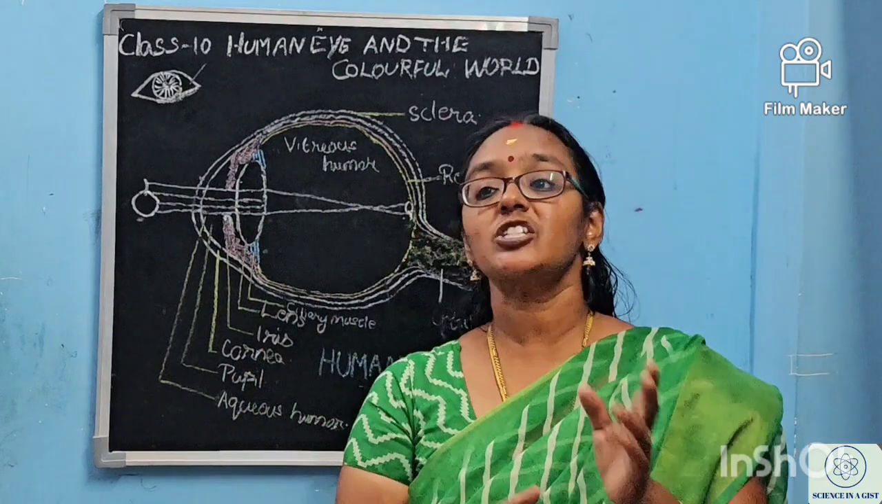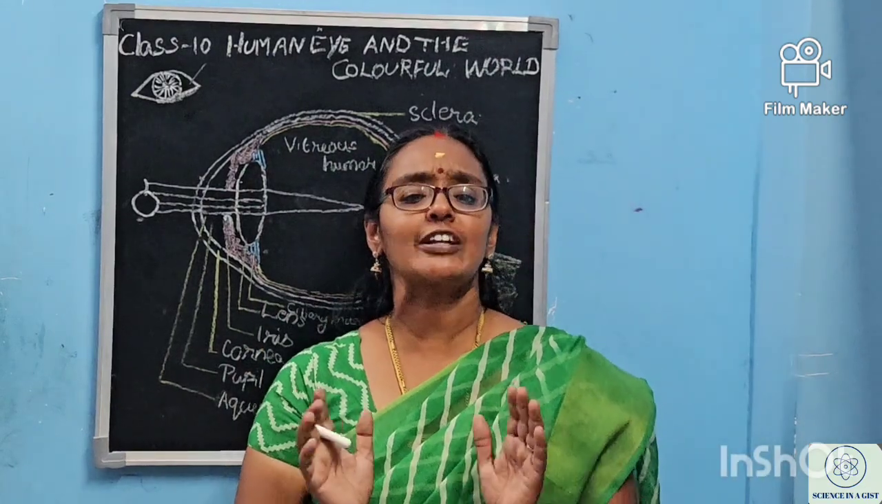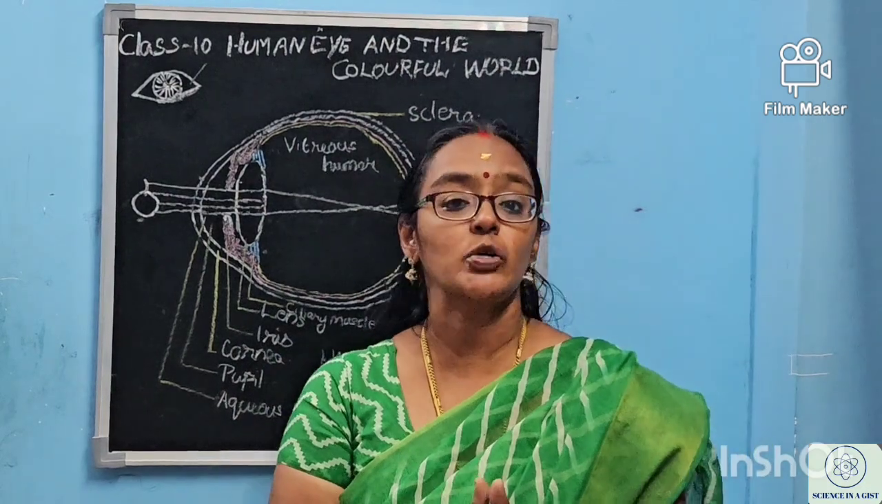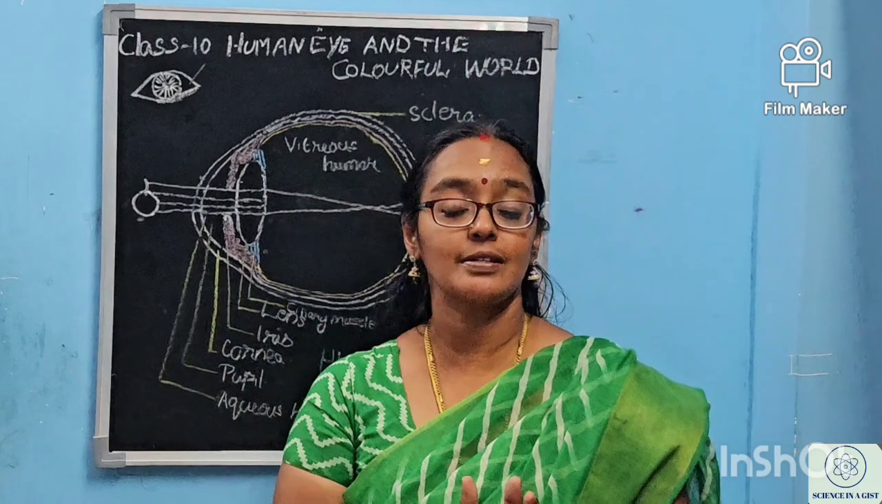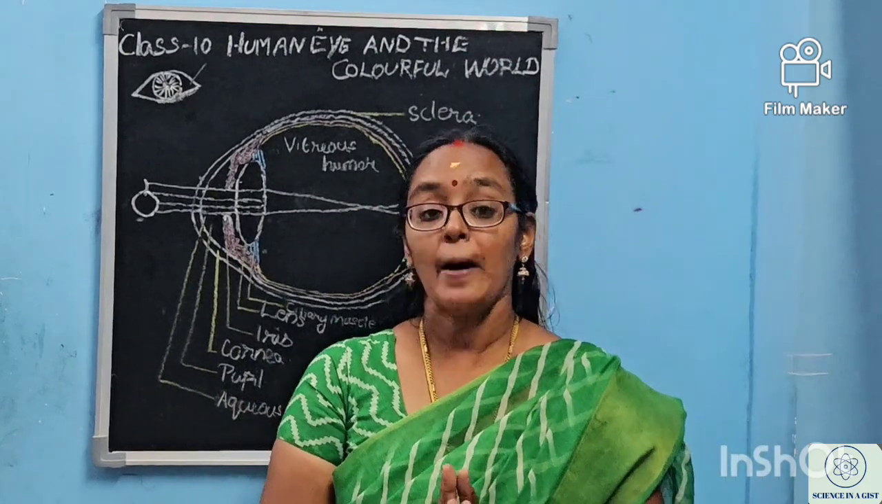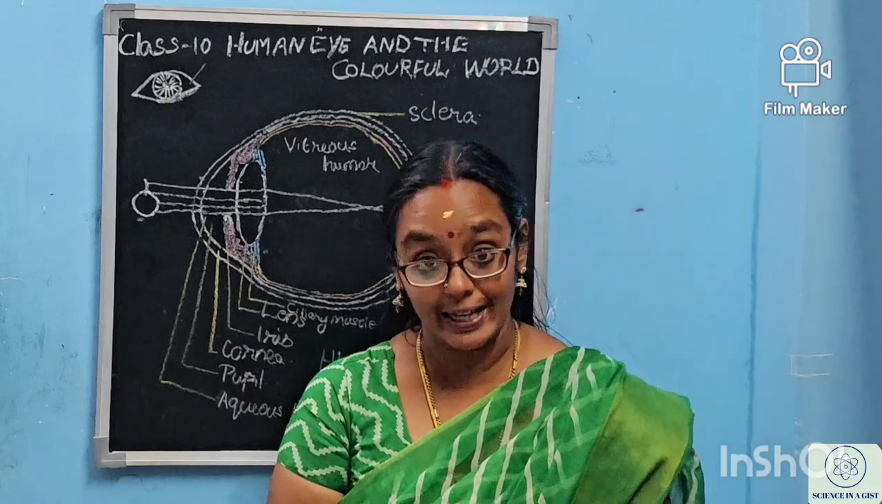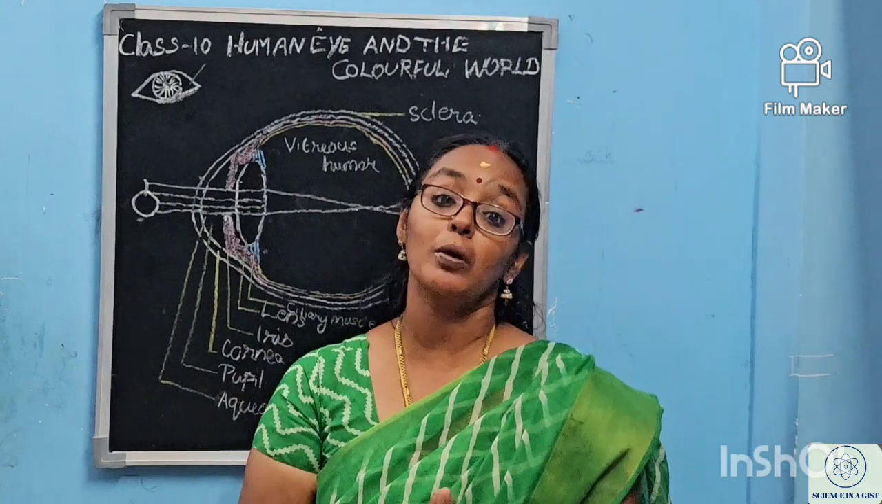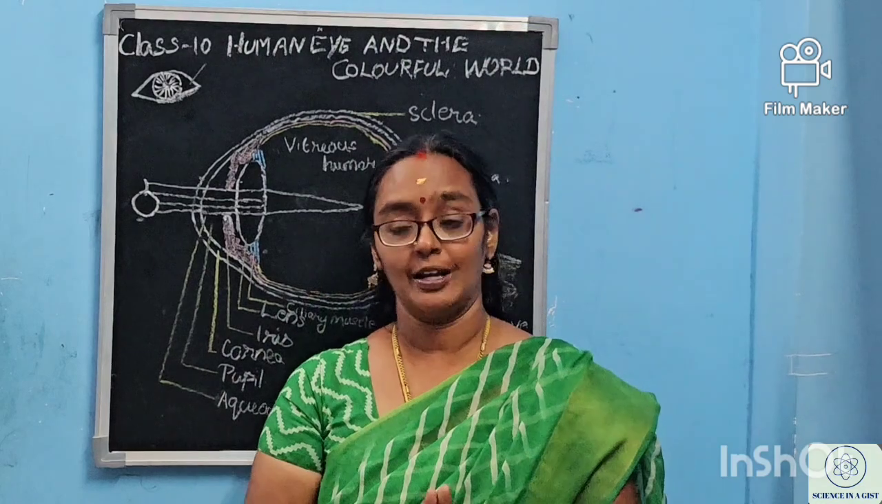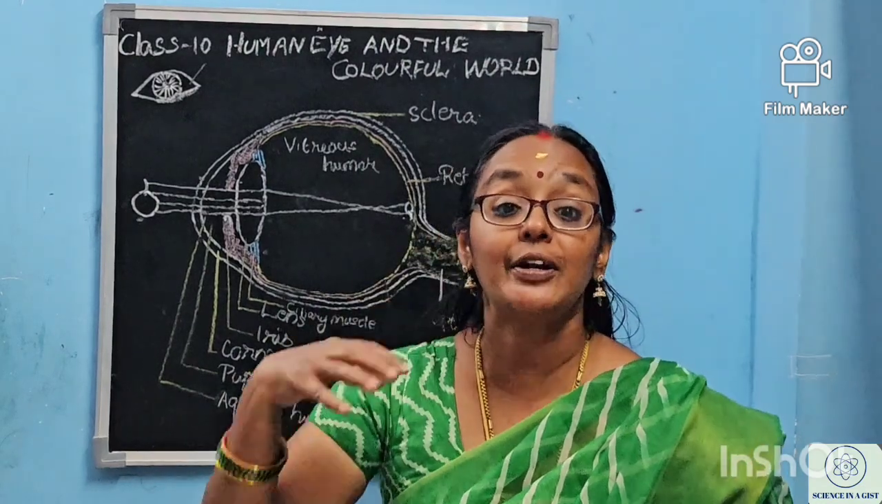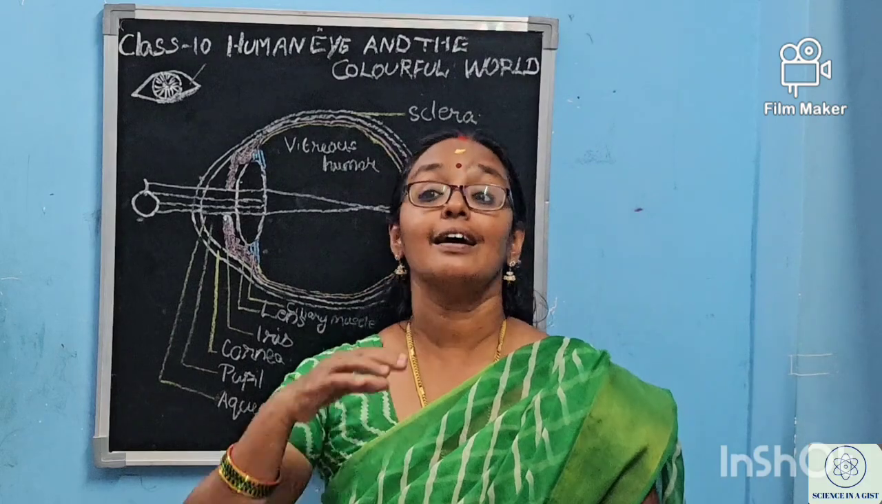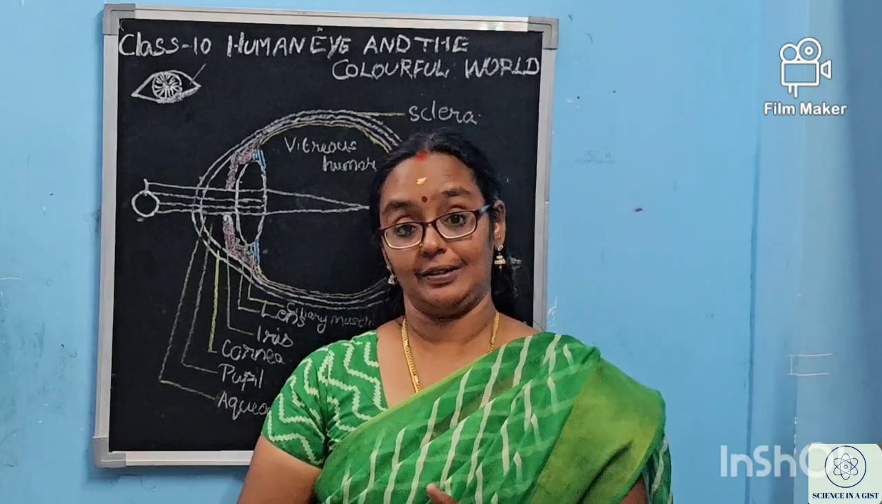Now the next topic we are discussing is defects of the human eye. What are the defects of the human eye? We have discussed the power of accommodation. Power of accommodation of the lens is very important for proper and clear vision. If the power of accommodation is reduced, what happens? The vision will be much more blurry.